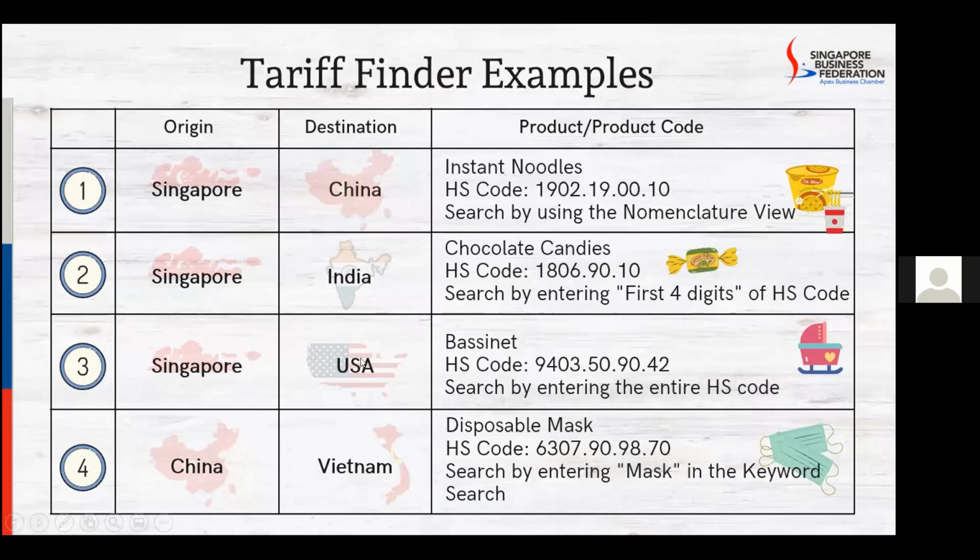Third, we're going to export bassinets from Singapore to USA by searching with the entire HS code of the product. Fourth example, instead of using Singapore, we're going to use China as the country of origin, and we're going to export disposable masks or surgical masks from China to Vietnam. We're going to search by entering masks in the keyword search, assuming that we do not know the HS code of the disposable mask.